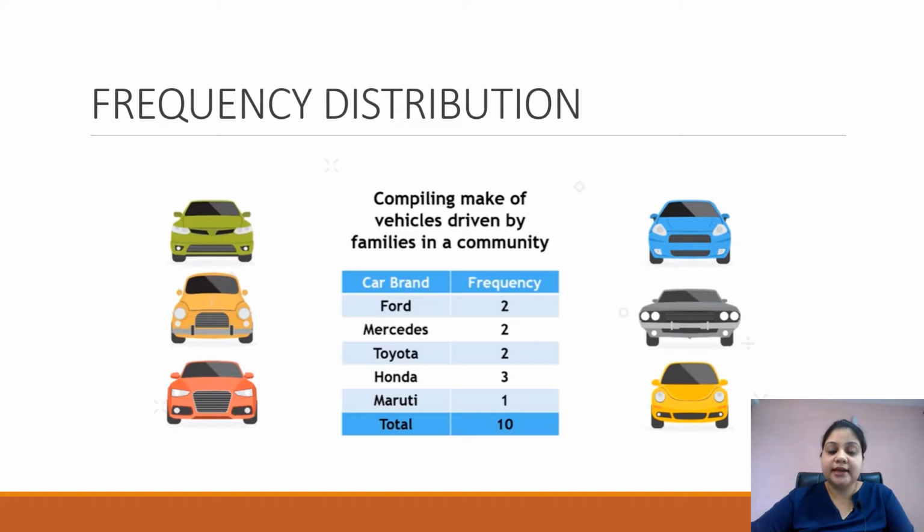We have compiled the data of all the vehicles that are driven by different families in a community. In all, we have two Ford cars, two Mercedes cars, two Toyota cars, three Honda cars, and one Maruti car. Now, this kind of distribution in the form of a table is called a frequency distribution.